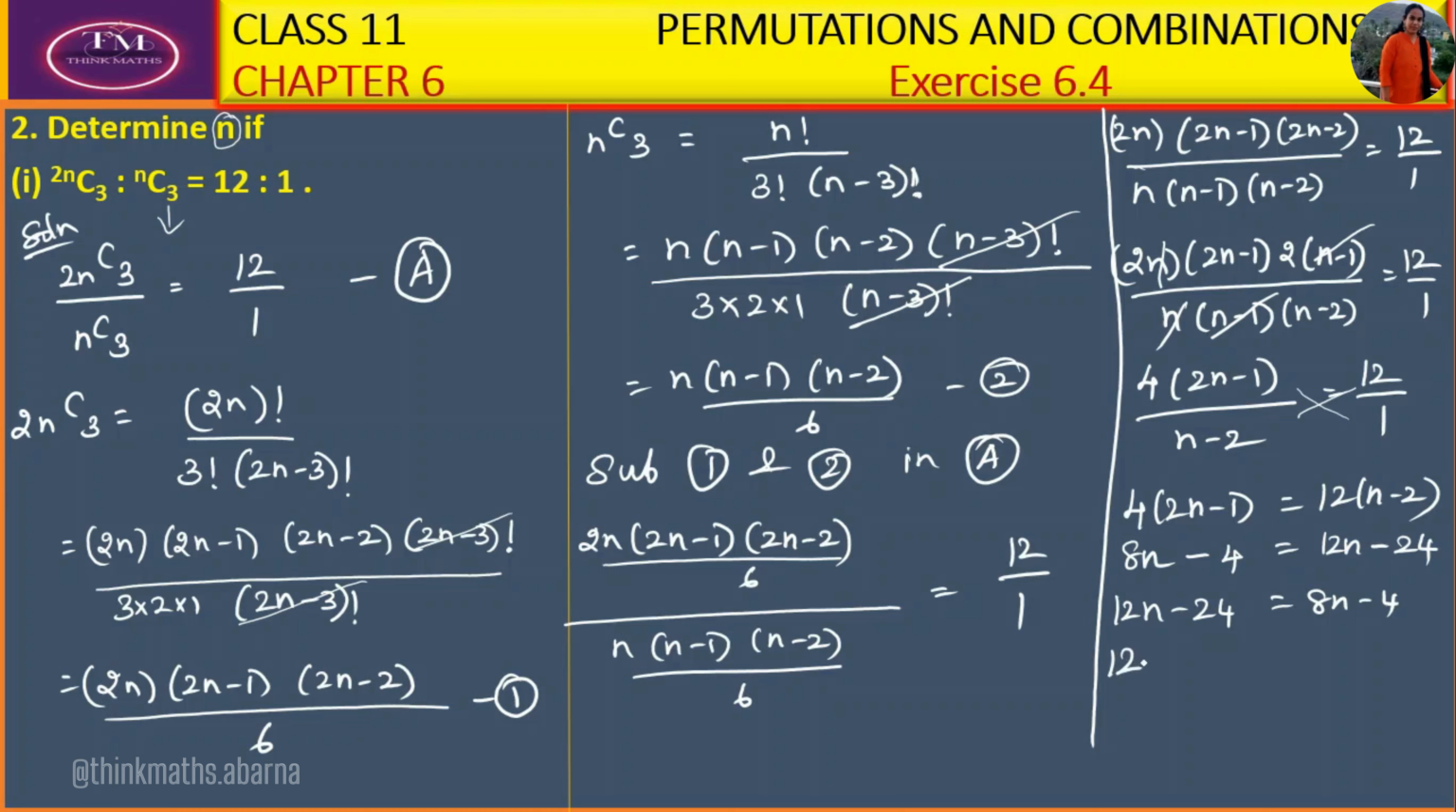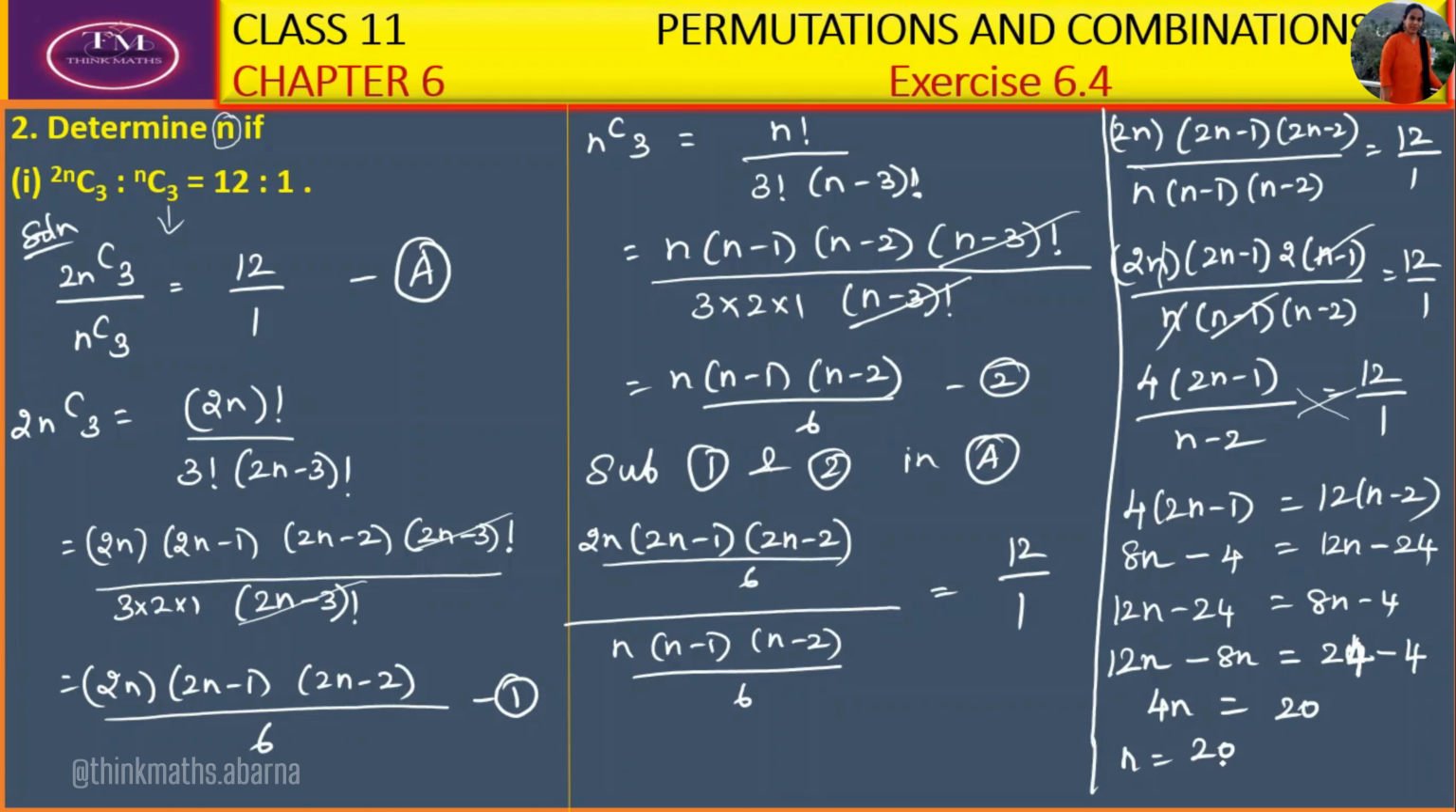Now keep the n part on the left hand side: 12n, and this plus 8n will become minus 8n. Take the constant part to the other side: 4 is there, already we have minus 4 here, and this minus 24 will become plus 24. So what is 12n minus 8n? It is 4n. 24 minus 4 is 20. So 4n is equal to 20.